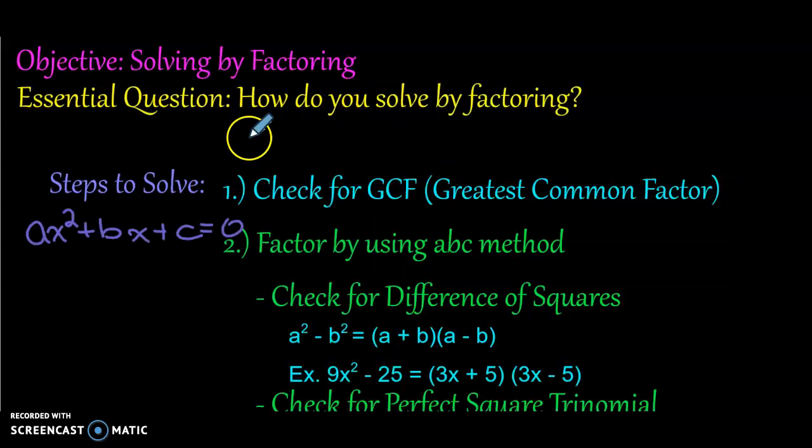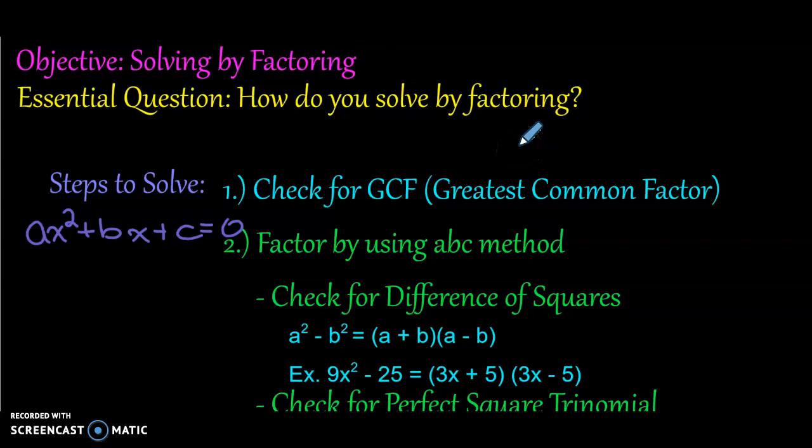So first we're going to go through some steps. Remember that this is in terms of a quadratic equation, which is in ax squared plus bx plus c equals 0. It always needs to be equal to 0. If it isn't, you must set it equal to 0. So the first thing you're going to do is check for the greatest common factor, the GCF. What are the three terms, or if there's only two terms, what do they both have in common? So you're going to check for that first.